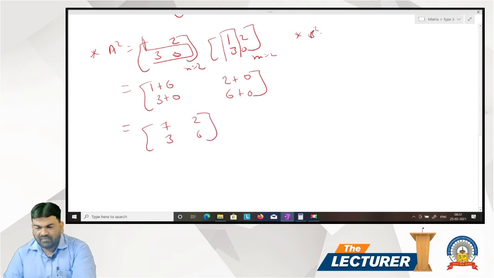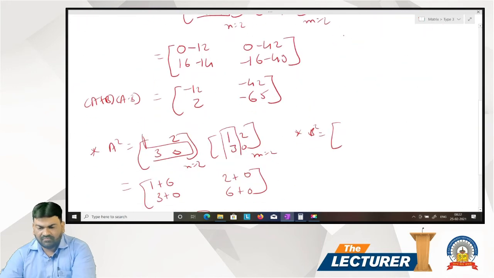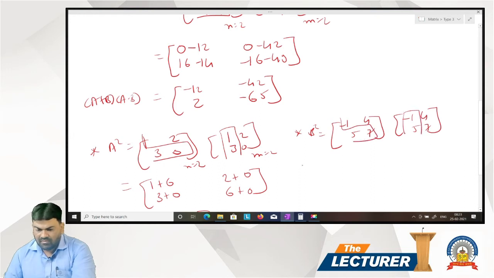Same way B square, B multiplied by B. Minus 1 4 5 7 multiplied by minus 1 4 5 7, row column. Okay, 1 multiplied by minus 1 plus 1, 4 multiplied by 5, 20, 5 multiplied by minus 1, minus 5, 7 multiplied by 5, 35, 4 multiplied by minus 1, minus 4. 4 multiplied by 7, 28. 4 multiplied by 5, 20. 7 multiplied by 7, 49.